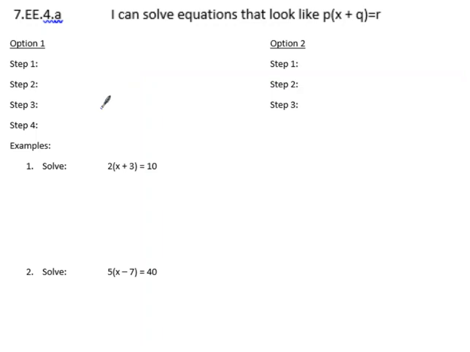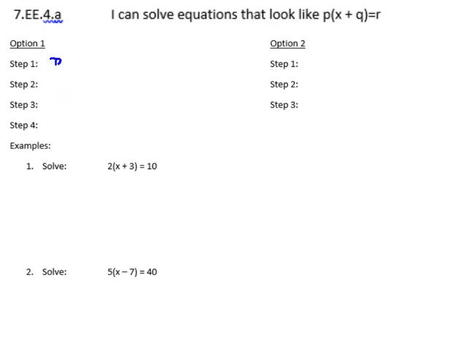I can solve equations that look like p parentheses x plus q close parentheses equals r. I'm going to show you two options. They are both equally fine. One has a few more steps and usually gets slightly bigger numbers. Another one is a little bit more efficient, but not the way you're used to solving the typical px plus q equals r method.